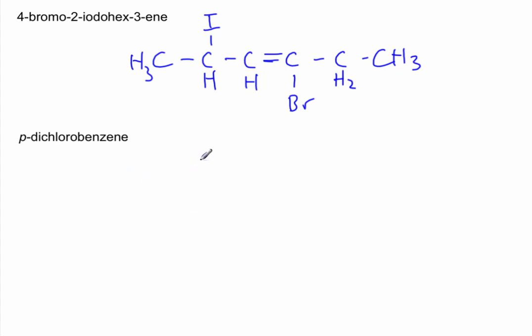Para-dichlorobenzene. If you remember benzene, there's my benzene, the aromatic form of benzene. Para, if you remember, means opposite. So para-dichloro. So there's para-dichlorobenzene. It could also be called 1,4-dichlorobenzene.